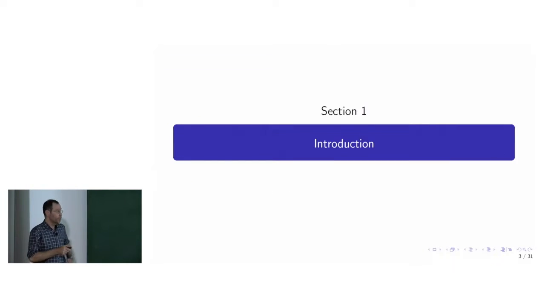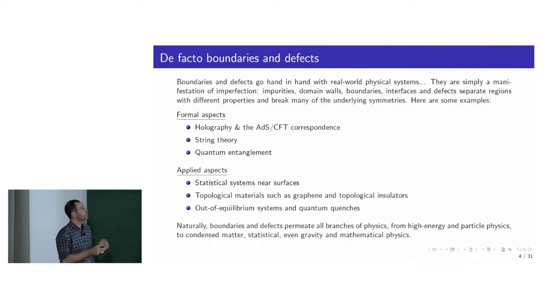And let me first describe the setup that this work belongs to. The setup is boundaries and defects, the physics of boundaries and defects, which is, of course, so broad. Boundaries and defects are part of the real world, Realphysik, say in German. It's based on the fact that the real world is really imperfect, has imperfections, many different impurities, domain walls. And this is what we live in.